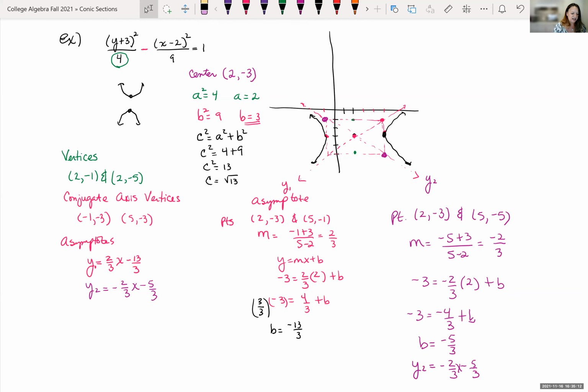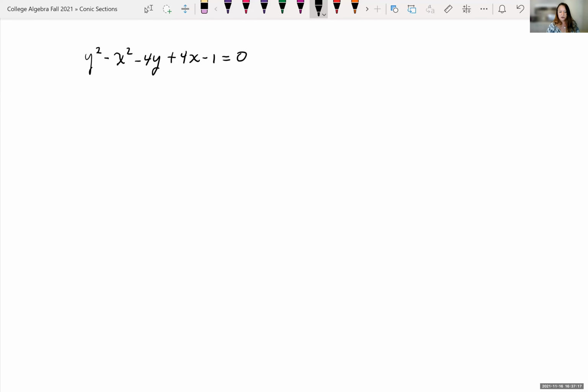So that's one that's already in that standard form, so we could just go ahead and find all that information. But as we saw with parabolas and ellipses, it's not always in that form, and we might have to manipulate it to be in that form. We can do so by completing the square. So let me pull another example up. Our next example, like I said, isn't in that form, so we're going to have to complete the square.